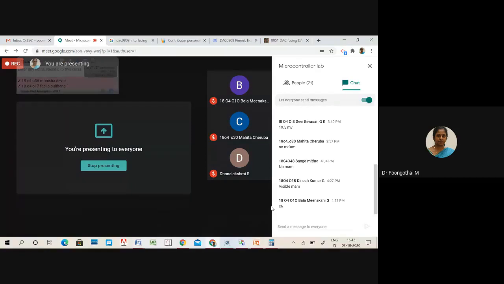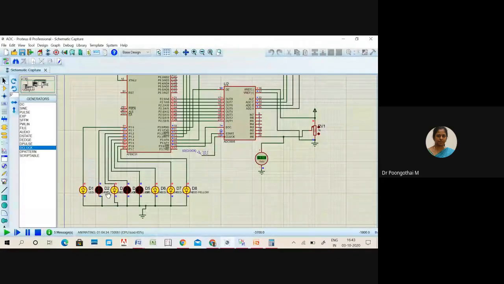So what is the answer? 230. Convert that value into hex: E5. So I am expecting E5. So what is the answer here? E6. Okay, but I am getting E5 here. So approximately equal to E6. So my program is working fine.